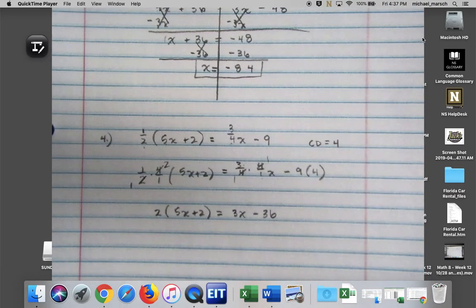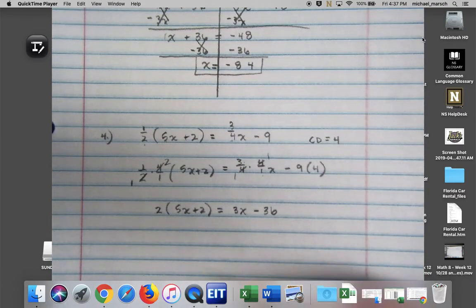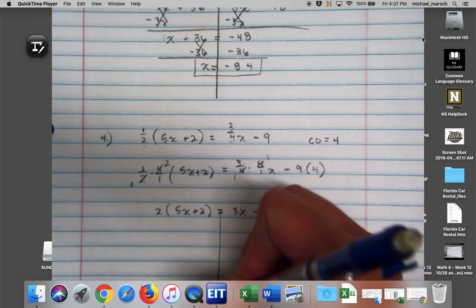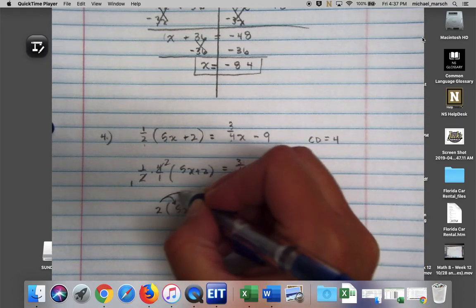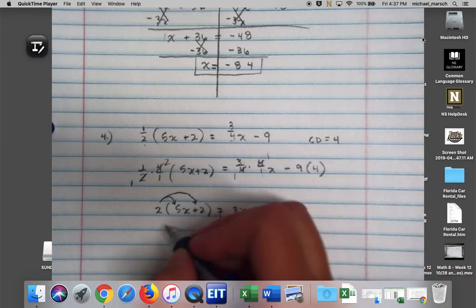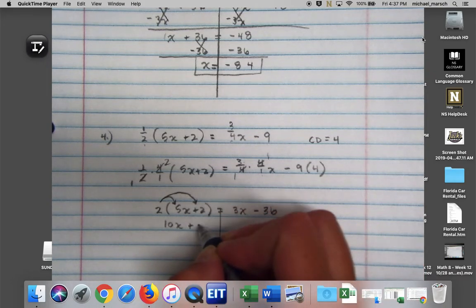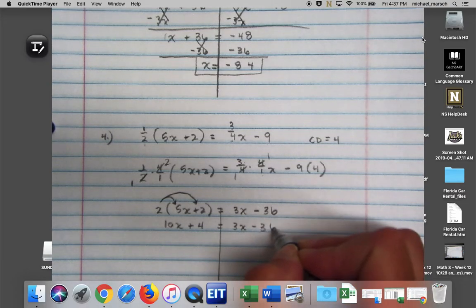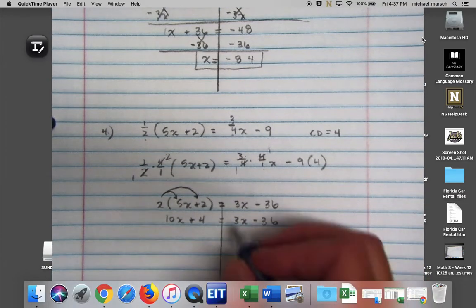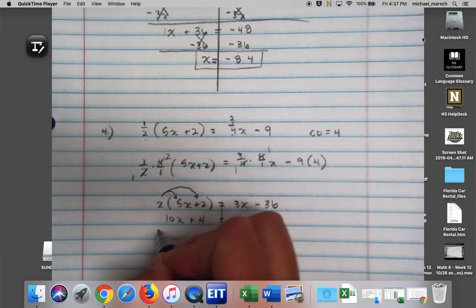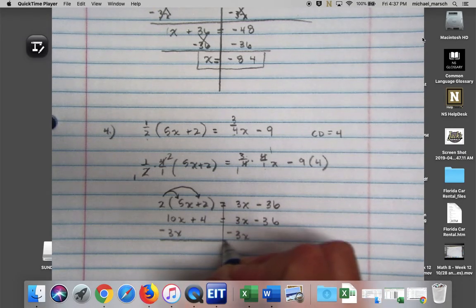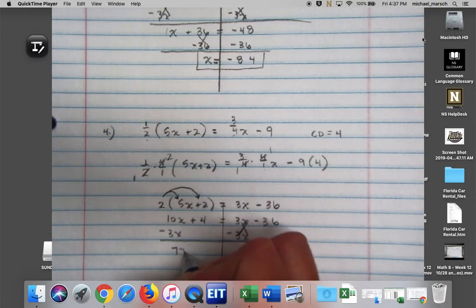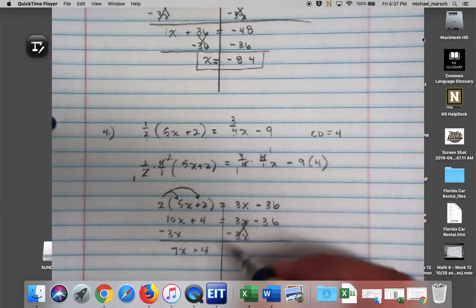Now I can do exactly like I would have done on the homework the other night. I'm going to draw my wall of equality. I'm going to distribute, use my little elf hat, which you all have been talking about, and I'm going to get 10x plus 4 equals 3x minus 36. Now I've got variables on both sides, so I'm going to subtract 3x from both sides. 7x plus 4 equals negative 36.